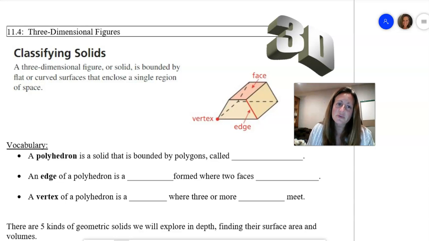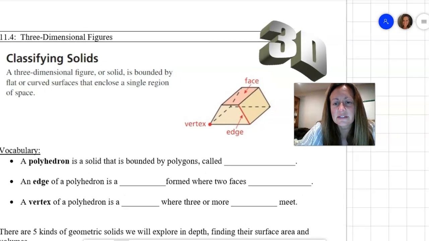In geometry, we're going to call them solids, and they are basically bounded by flat or curved surfaces that enclose a single region of space. We're going to call that a solid. Now, certain solids are also called polyhedron if they are actually bounded by polygons, which we have been studying. And those polygons would be called faces.